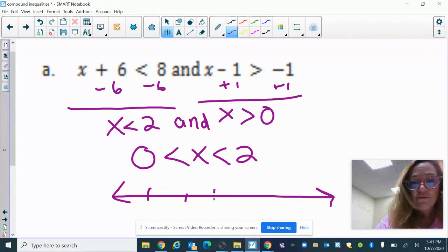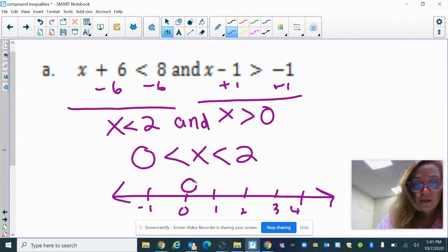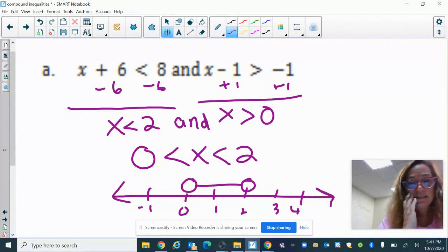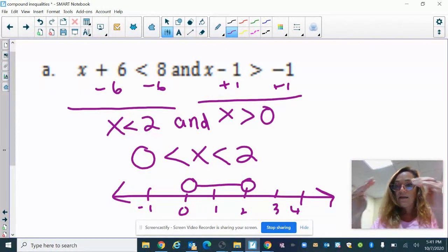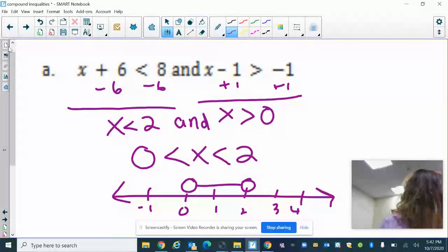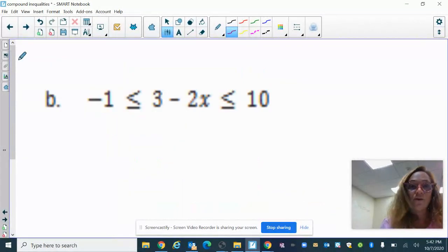So you just need a few points and try to evenly space them. So like -1, 0, 1, 2, 3, 4. Open circle at 0, open circle at 2, and they're connected. Ands connect. And, or. And, or. Okay. I probably look like an idiot, but whatever.